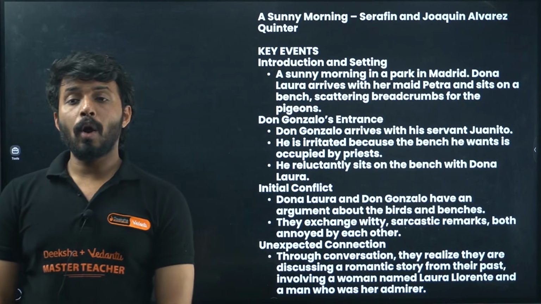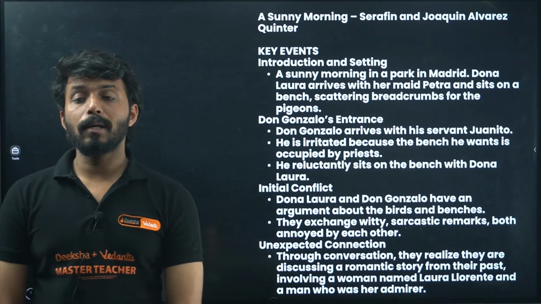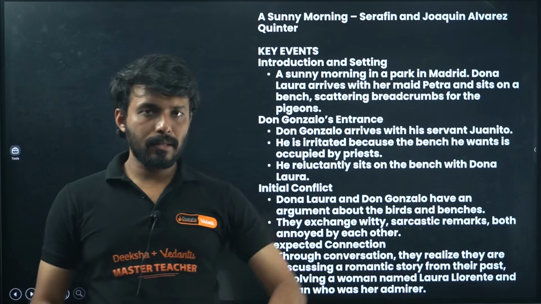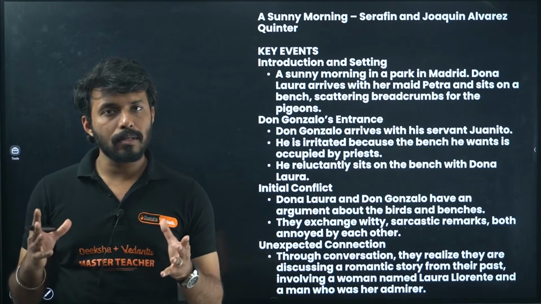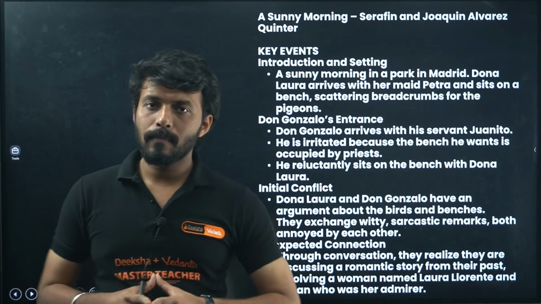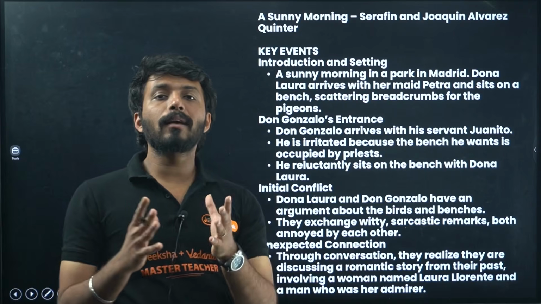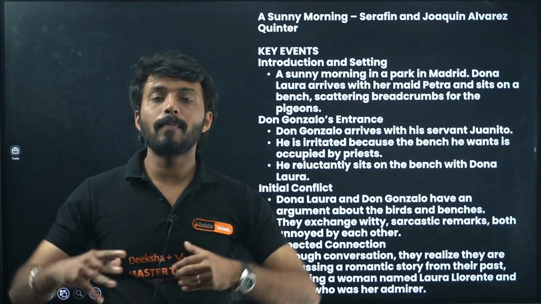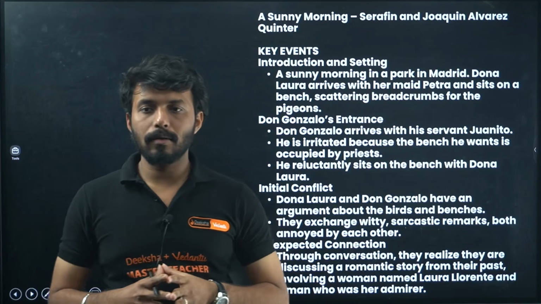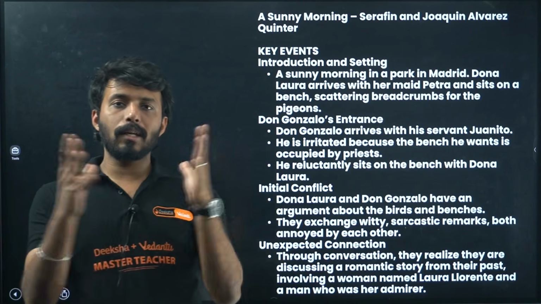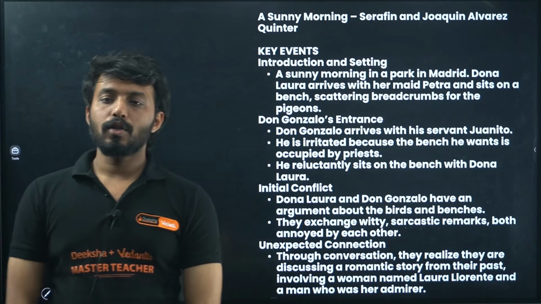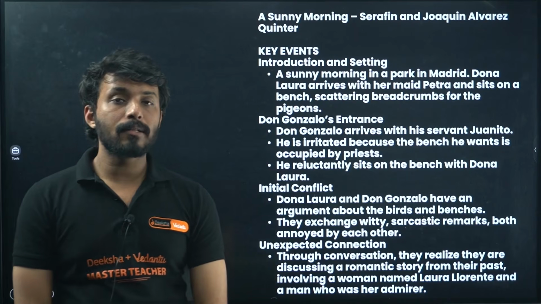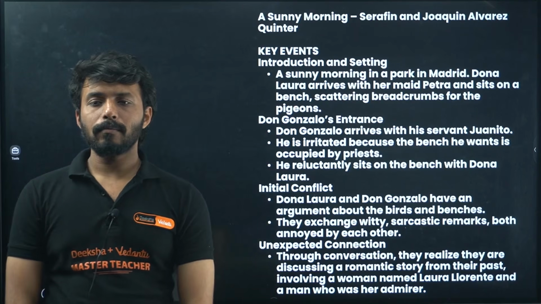Initial conflict. Donna Laura and Don Gonzalo have an argument about the birds and benches. So as I said earlier, Don Gonzalo does not like animals. He finds them filthy and dirty, and he does not comprehend or like the fact that people feed birds and animals. And this initially turns into a war of words between them. So they exchange witty, sarcastic remarks, both annoyed by each other.